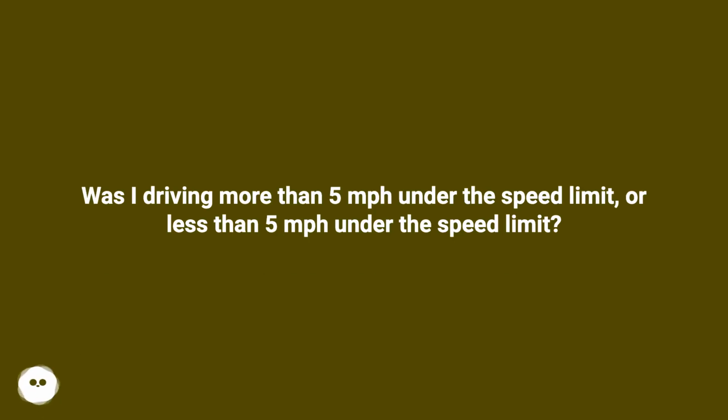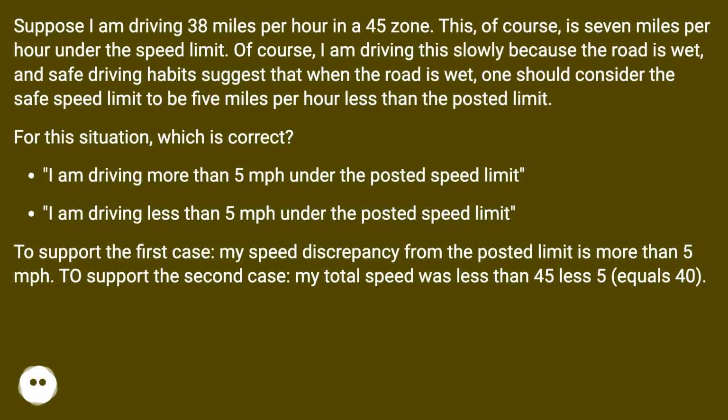Was I driving more than 5 miles per hour under the speed limit, or less than 5 miles per hour under the speed limit? Suppose I am driving 38 miles per hour in a 45 zone. This, of course, is 7 miles per hour under the speed limit.